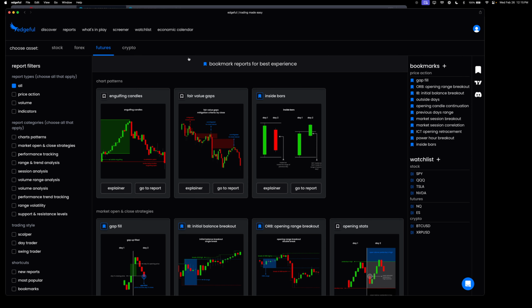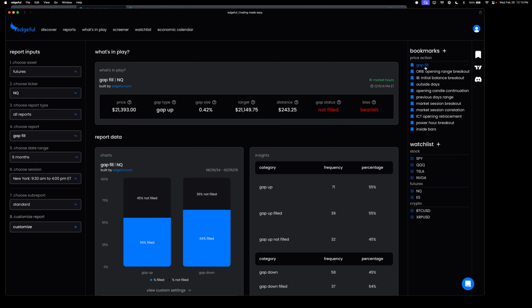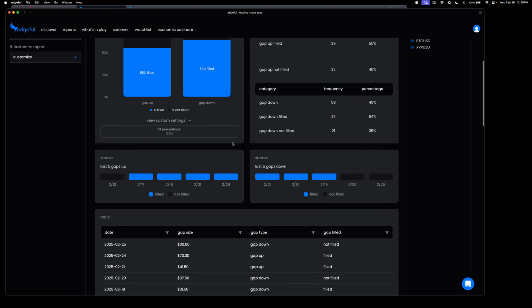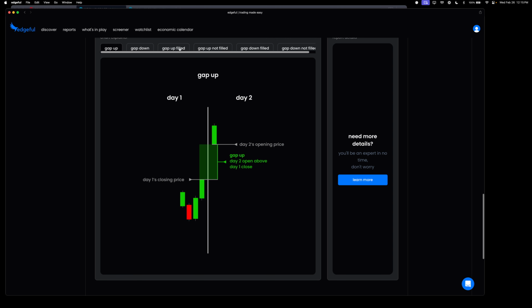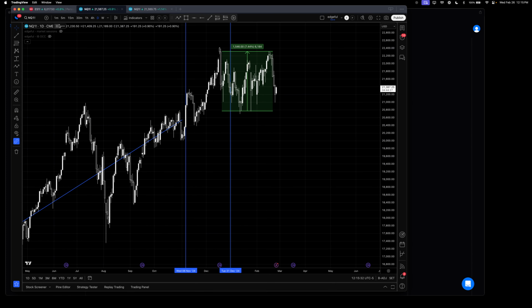But now going back to the gap fill right over here. The gap fill, for those of you who don't know, is when price today reverses back to touch the previous session's closing price. So if we go here, I know that YM did it, but NQ didn't do it today, but let's just look anyway.